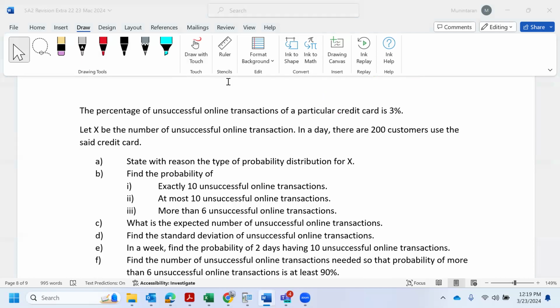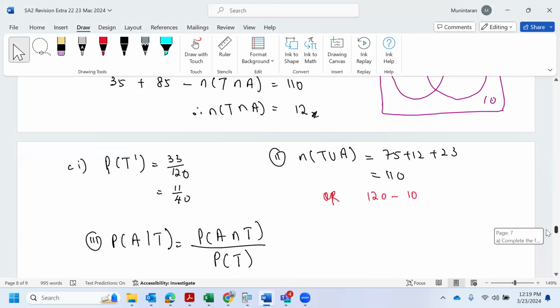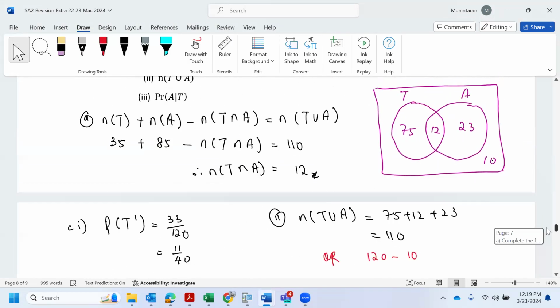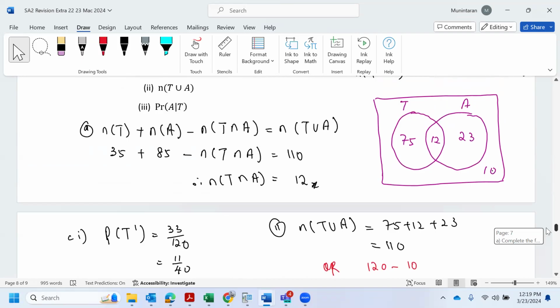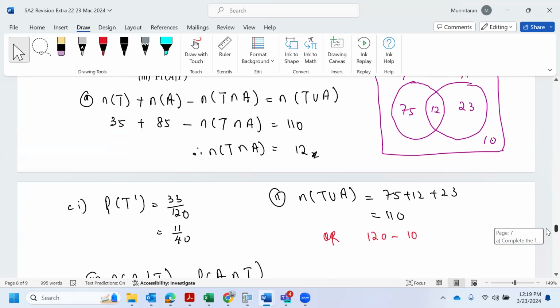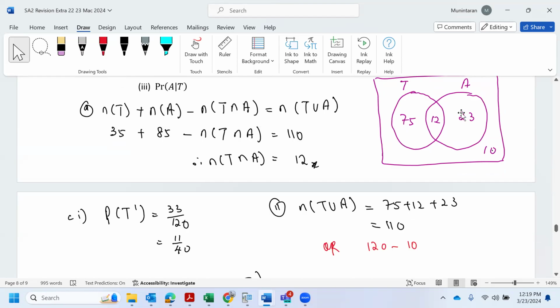Teacher, how to get 12? E prime T should be 45 over. How to get 12? T prime, right? Why is it 45? 23 plus 10.